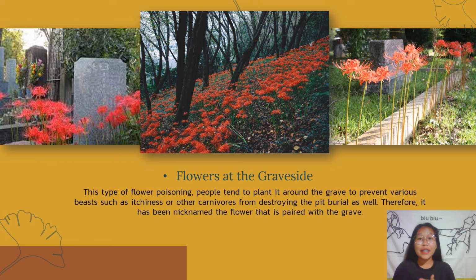Second, flowers at the graveside. Because this type of flower is poisonous, people tend to plant it around the grave to prevent various beasts, such as rodents or other carnivores, from destroying the burial pit. Therefore, it has been nicknamed the flower that is paired with the grave.